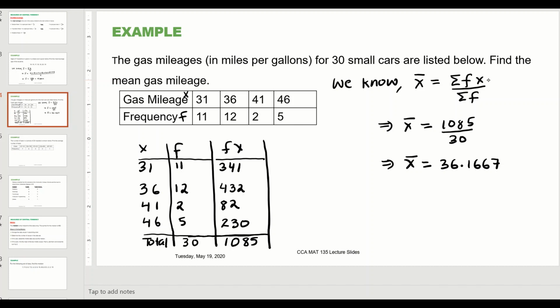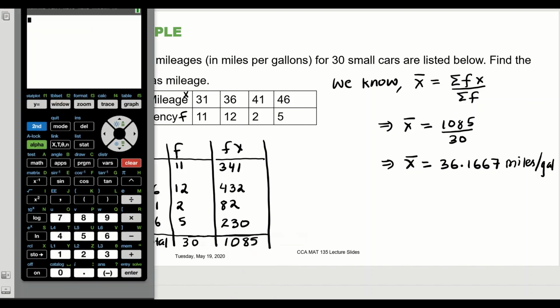Your unit is in miles per gallon, so you can write miles per gallon. That is the unit. So that is the average mileage. So we calculated the mean of this given data set manually. You can also calculate this using your TI-84 calculator. Let's see how we can do that in our TI-84 calculator.